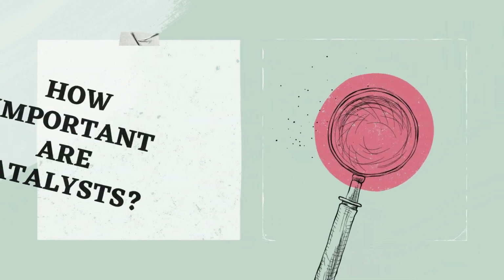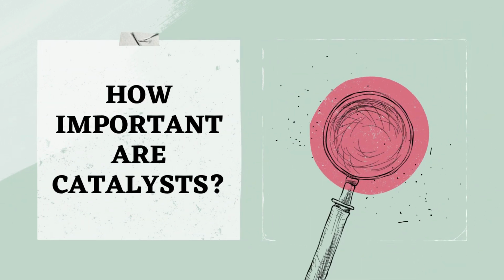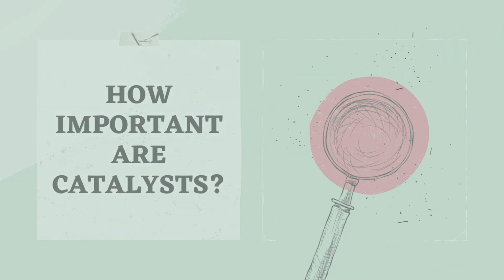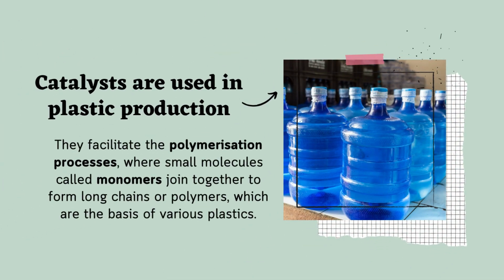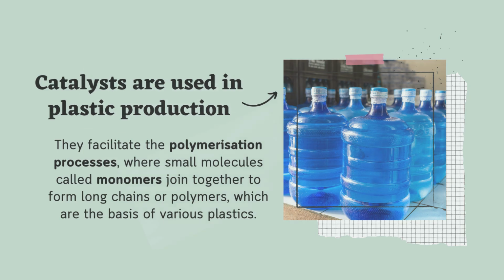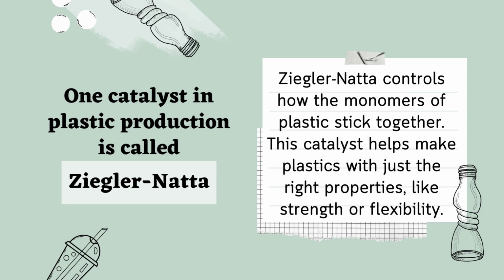How important are catalysts? Catalysts are used in plastic production. They facilitate the polymerization processes, where small molecules called monomers join together to form long chains or polymers, which are the basis of various plastics. One catalyst in plastic production is called Ziegler-Natta. Ziegler-Natta controls how the monomers of plastic stick together. This catalyst helps make plastics with just the right properties, like strength or flexibility.